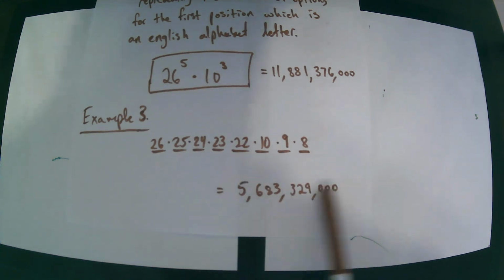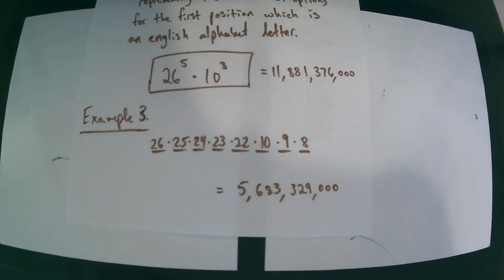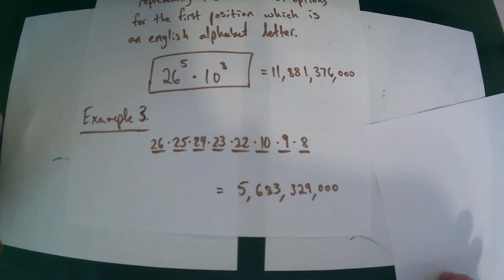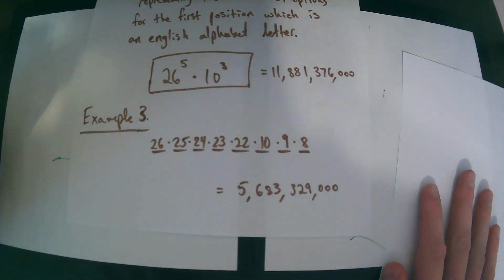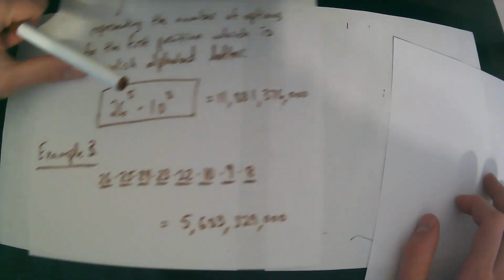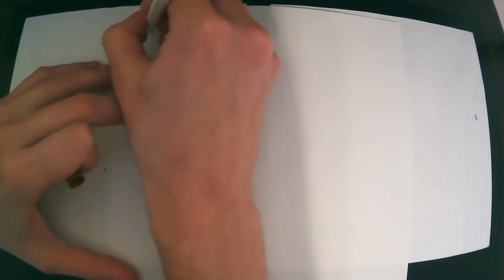I mean, it's still a giant number, 5.5 billion. Okay, so let's look at example 4. How many possible 4-digit numbers are there to choose from when making a PIN number, like a bank PIN number, if the first digit cannot be a 0? The first digit cannot be a 0.